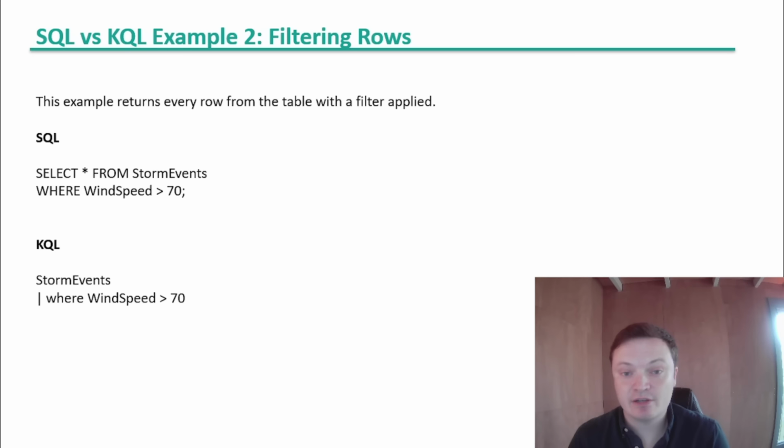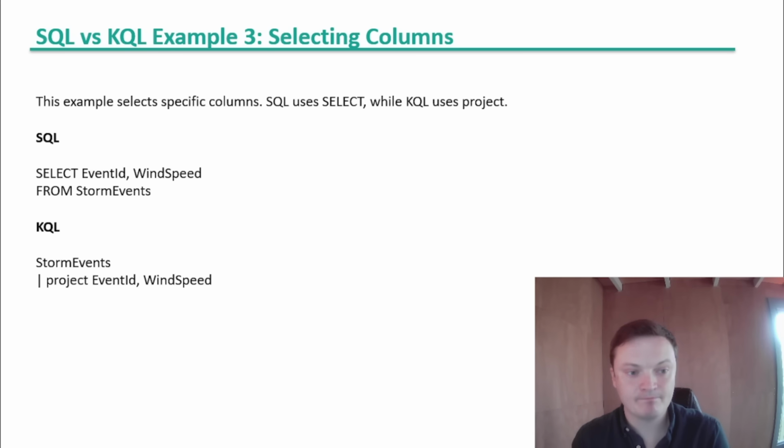In example 2, we are looking at filtering rows. This example returns every row from the table with a filter applied. In SQL, it is similarly select all from storm events where, and then the filter would be wind speed is greater than 70. In KQL, you have this pipe character. So you'd have storm events again, and then you have the pipe character, where wind speed is greater than 70.